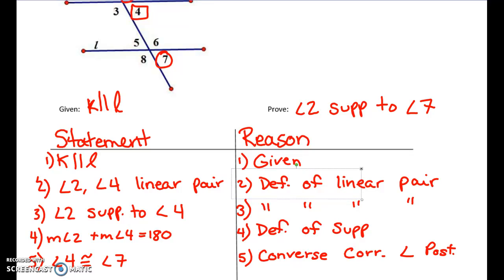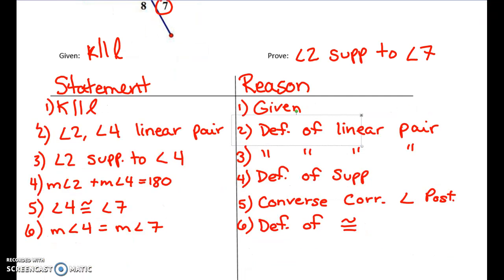Now, because we're dealing with things adding together and we've got an equal sign floating up higher in my problem, I'm going to need to convert that statement to a statement of equality using my definition of congruence. And now we've got a really great situation here. I've got 2 plus 4 equals 180, so there's 4. But I also know that 4 is equal to the measure of angle 7.